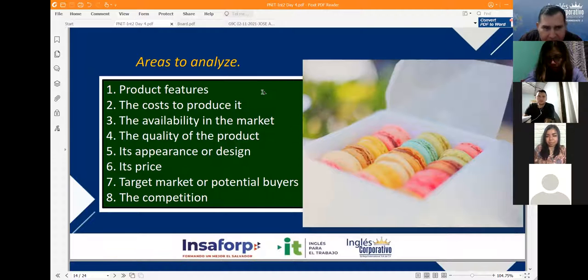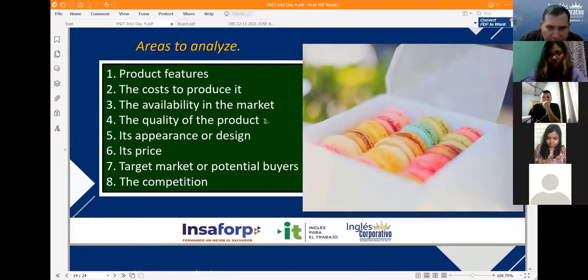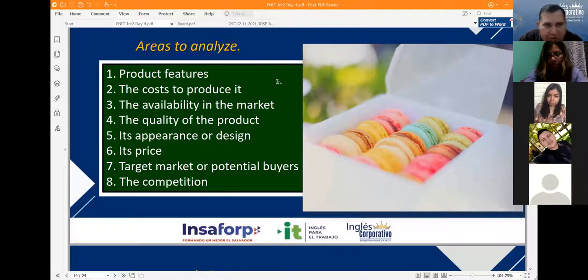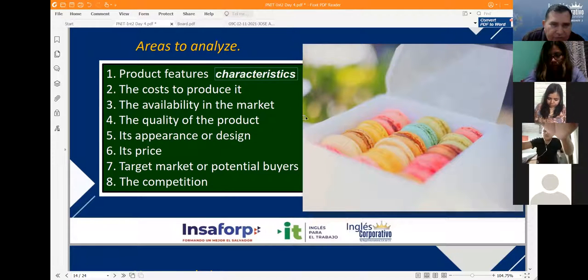So, areas to analyze. To be working on products. Right now, we're not working on companies, but we're working on analyzing product development. Therefore, my friends, what areas do we need to evaluate, or analyze, in products? Product features. Teacher, I don't understand features. Don't worry, me neither, but we can write here next to it, characteristics. Features are characteristics.